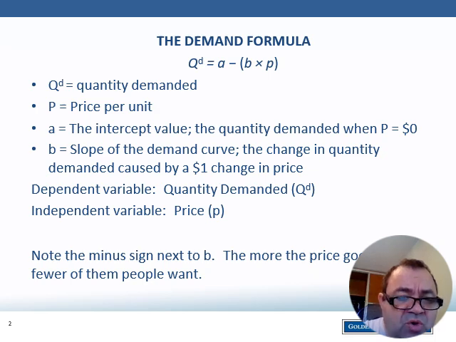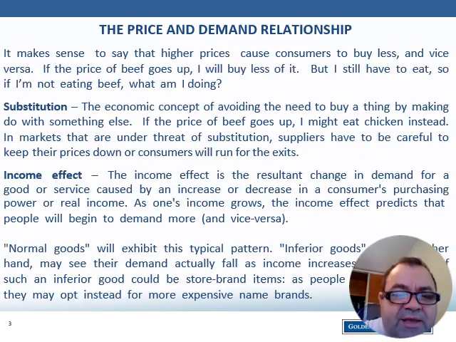I also want to note that the dependent variable is quantity demanded, which means the input into the equation is price. Once we determine the price, we are going to get an output of quantity demanded. That's what it means between dependent variable and independent variable. Input, which is price, versus output, what you get, which is the quantity.